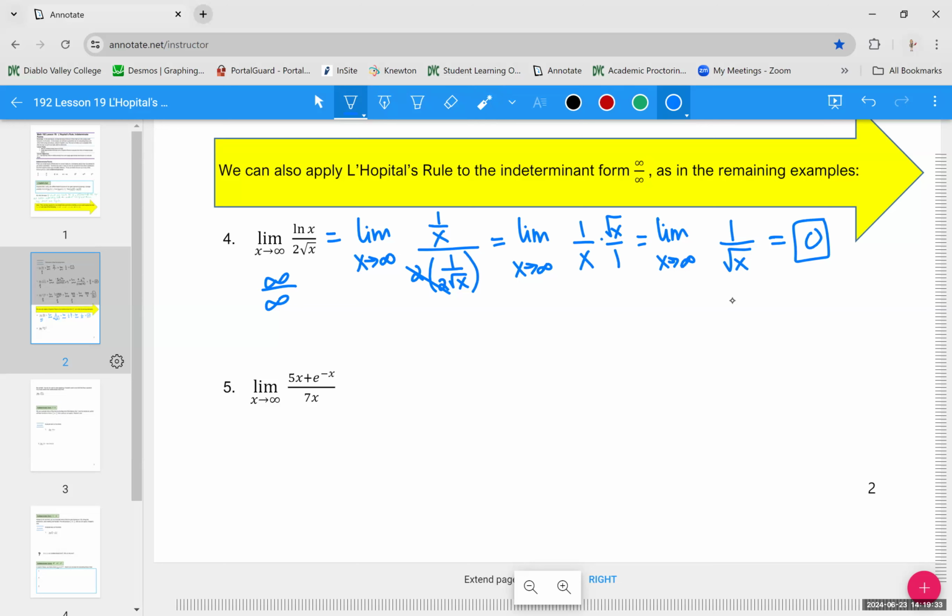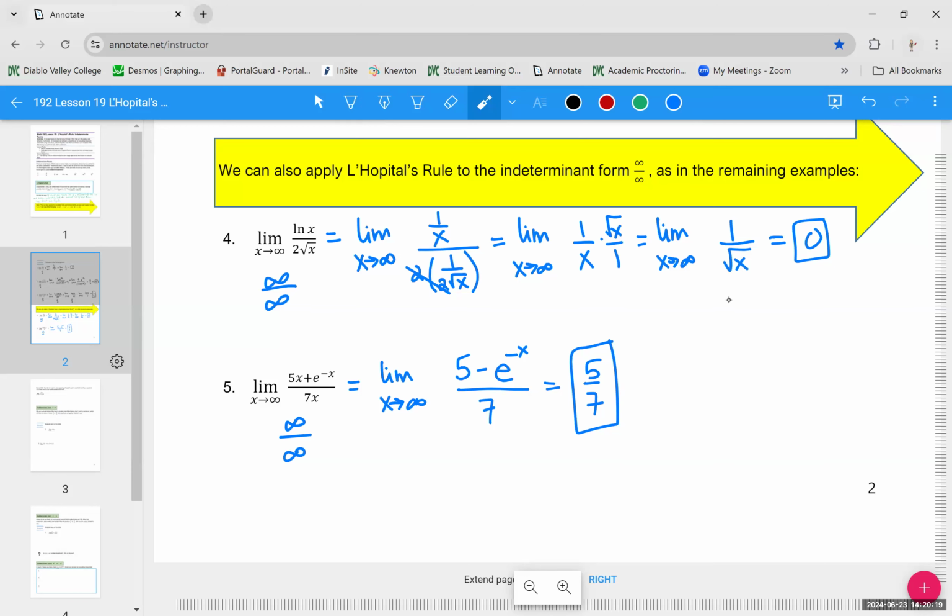All right, go ahead and give number 5 a try. All right, I've got infinity plus 0. e to the negative infinity approaches 0 over infinity. So I take my derivative, and this part is still going to 0. So it's just going to give me 5/7.